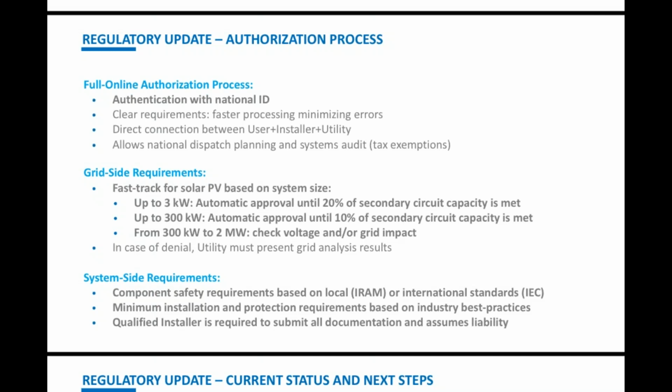Then, moving to the grid side requirements, as I said, we set up three different categories of distributed generation user. Basically, as I mentioned at the beginning, we have an upper limit, which is the capacity contract that they have for demand. But also, we set up three different categories depending on their system size. So we have a small, medium, and large DG user, up to 3 kilowatts, from 3 kilowatts to 300 kilowatts, and then from 300 kilowatts to 2 megawatts.